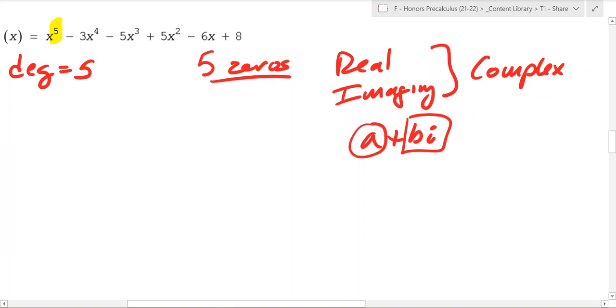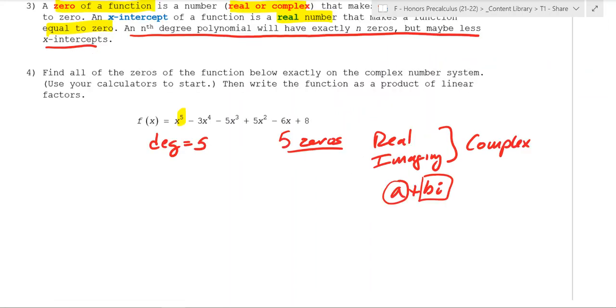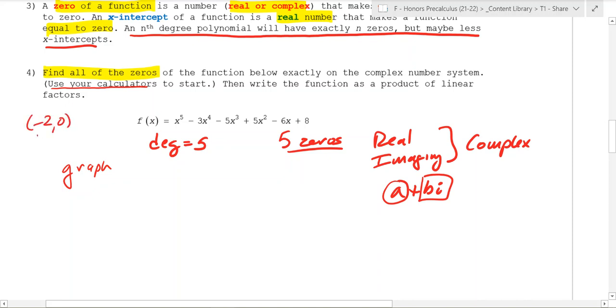So how do you go about doing something like this? Well, the key phrase here is find all the zeros. And if you don't have anything, it's very hard to start this. But it says use your calculator. And if you graph this, it'll show you that there are 3 x-intercepts: negative 2, 0; 1, 0; and 4, 0, if you use your calculator. And that right there is the starting point.